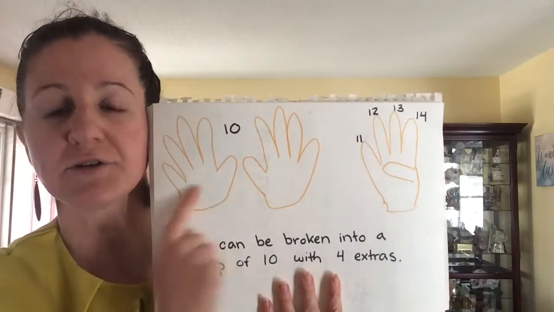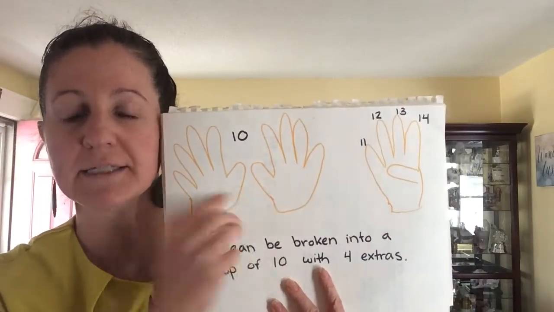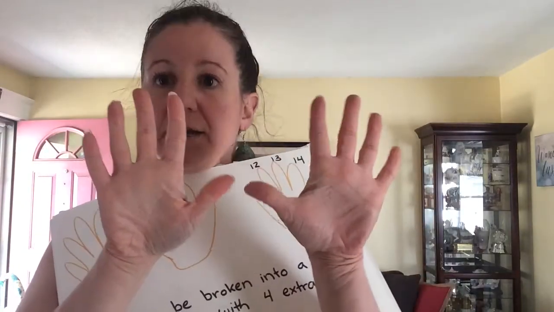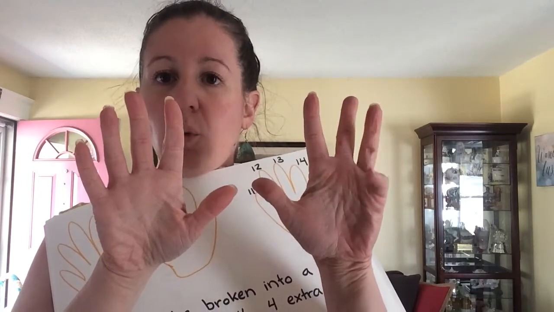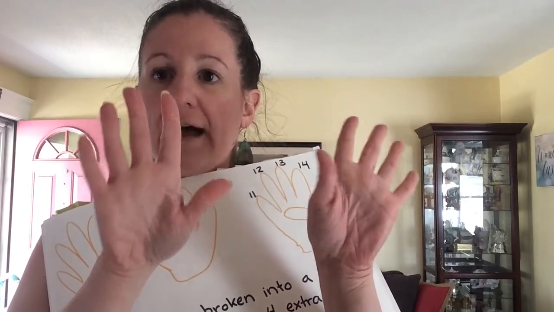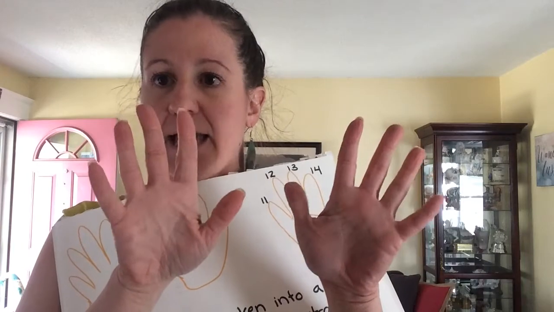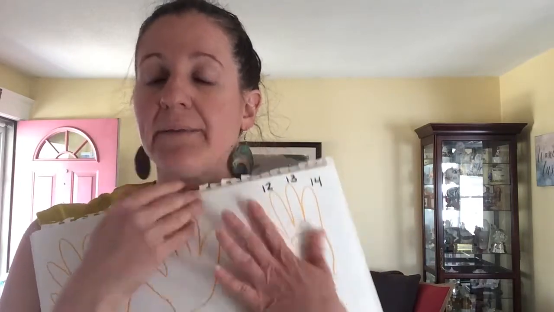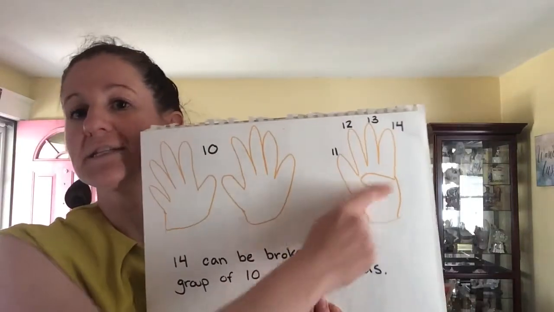These are hands right here. If I'm holding up both of my hands, I know that I have 10 here. 1, 2, 3, 4, 5, 6, 7, 8, 9, 10. Now I can't show a teen number with my hands because I don't have enough fingers. So I would need to borrow a friend to help me. So here's my friend's hands over here.